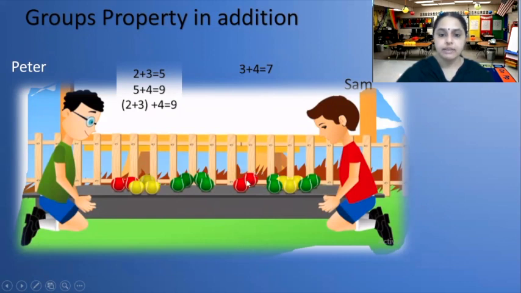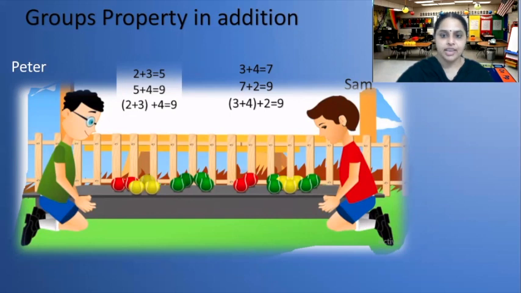So, 7 plus 2, how much is it? 7 plus 2 is 9. So, how did Sam add? Sam added first 3 and 4 and then added 2. So, Sam also has 9 balls.